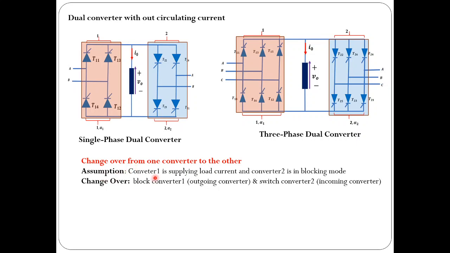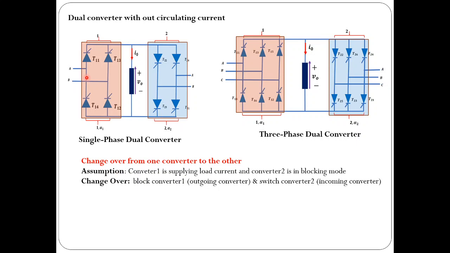Assumption 1 is that converter 1 is supplying load at this instant and converter 2 is in blocking mode, and I would like to block converter 1 now and switch on converter 2. Initially converter 1 is conducting and converter 2 is in blocking mode, and I would like to interchange their roles. I would like to operate this and block this. So how can we do it?